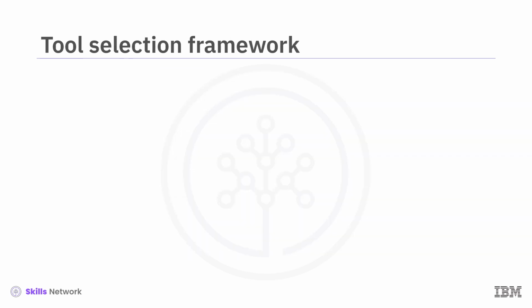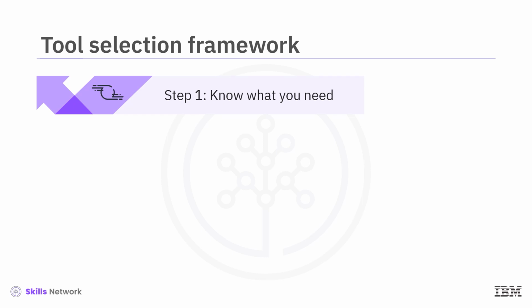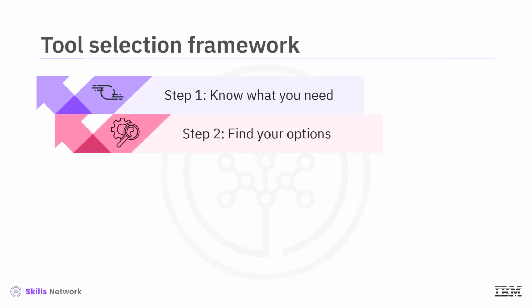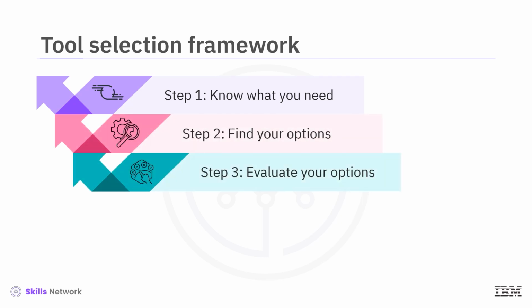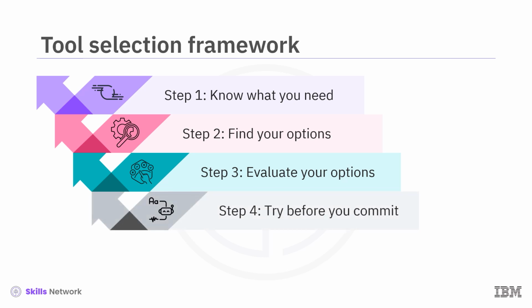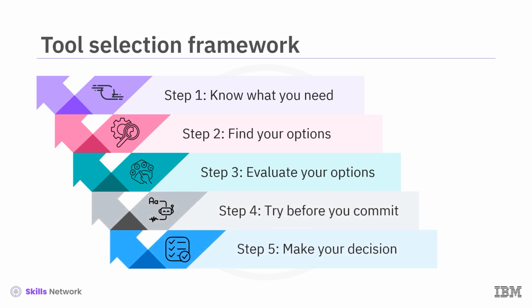The Tool Selection Framework consists of 5 phases or steps that'll help you select the best tool that fits your needs. Firstly, you must know what you need. Secondly, you'll find your options. Next, you'll evaluate those options. Then, you'll try the tool before committing. And finally, you'll decide on the tool.